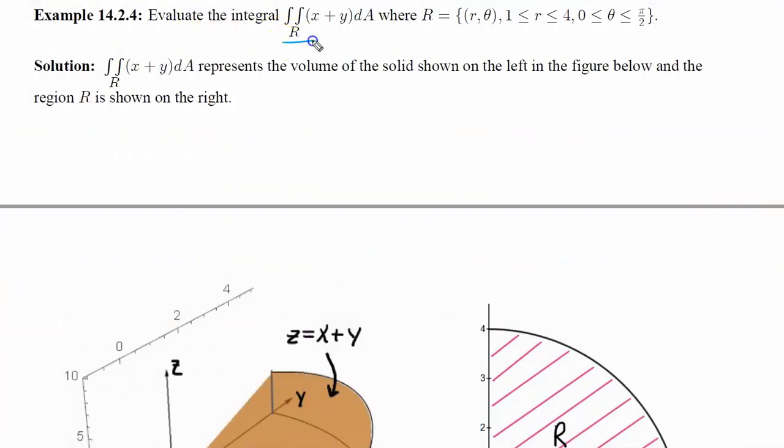Now here we want to evaluate this double integral over the region R, which are the values r and theta, where r is between 1 and 4, and theta varies from 0 to pi over 2. So we want to evaluate this double integral over this region. Now this double integral represents the volume of the solid that we have shown down here, and the region R is shown over here. So let's take a look at those.